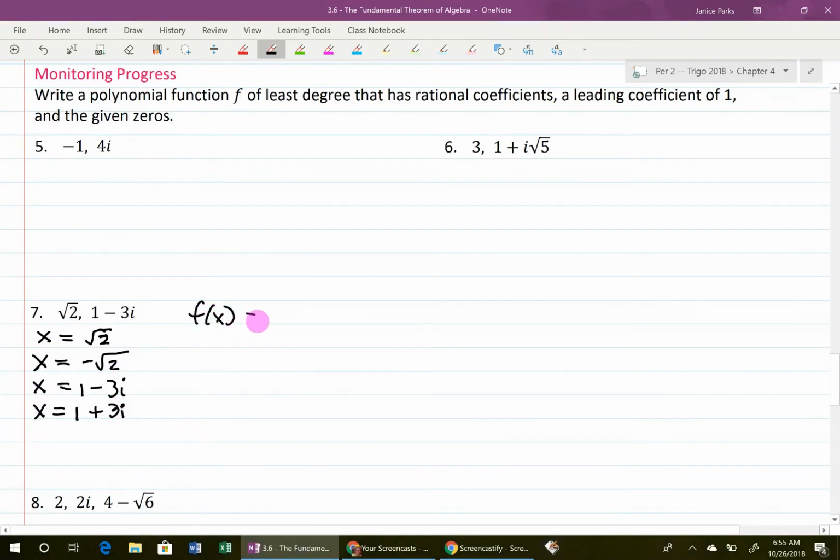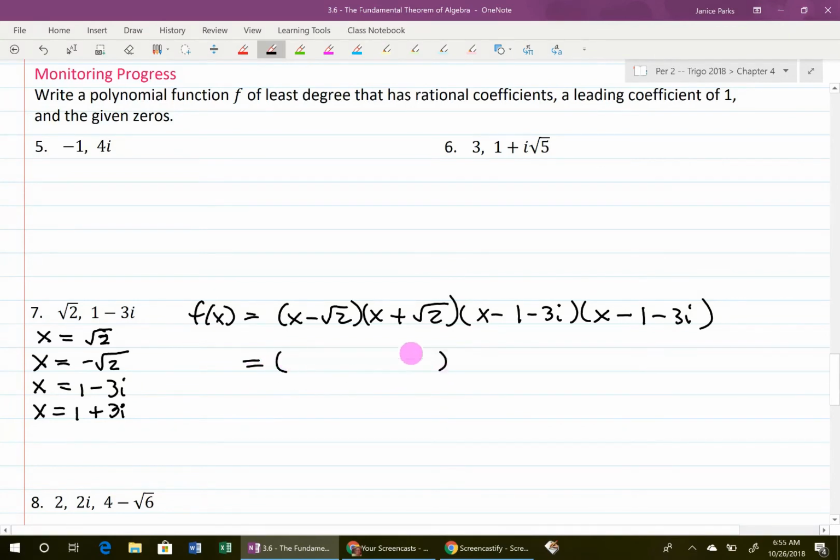So f of x is equal to x minus the square root of 2, x minus negative square root of 2, that's plus, x minus this one, so 1 minus 3i, and x minus the second one. When we multiply these two out, when they're conjugates, you just multiply the first two terms together and the second two terms together. Again, a radical times itself gets rid of the radical because that's the square root of 4, which is 2. For the next one, we're going to have the sum and product of these.